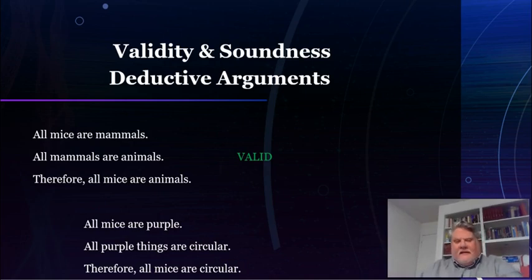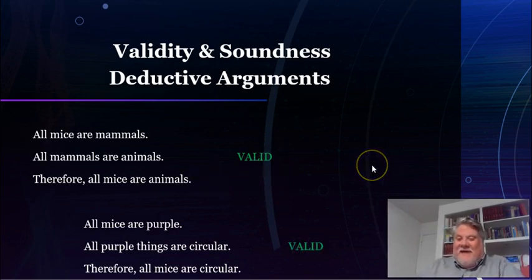Well, let's look at this next one then. And again, play along with me here. Follow along and see whether you think this is a valid argument. Premise 1, all mice are purple. Premise 2, all purple things are circular. Therefore, the conclusion, all mice are circular. What do you think, valid or invalid?